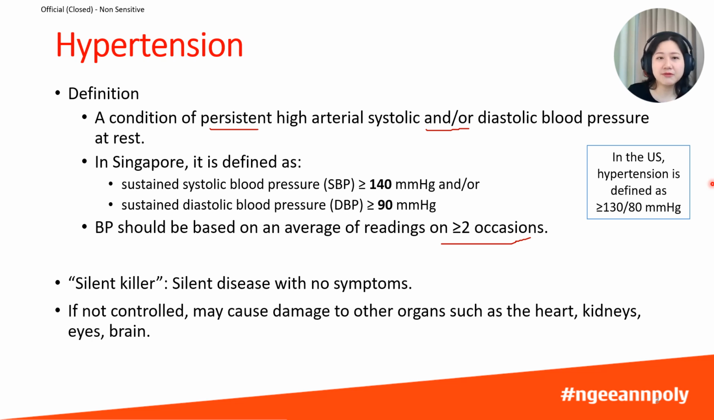It is important for hypertension to be detected early because uncontrolled hypertension can eventually cause damage to other organs in the body, such as the heart, kidneys, eyes, and brain.